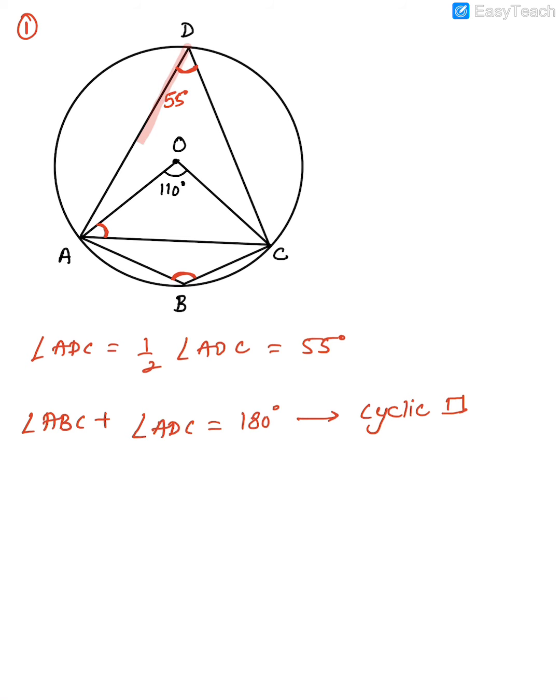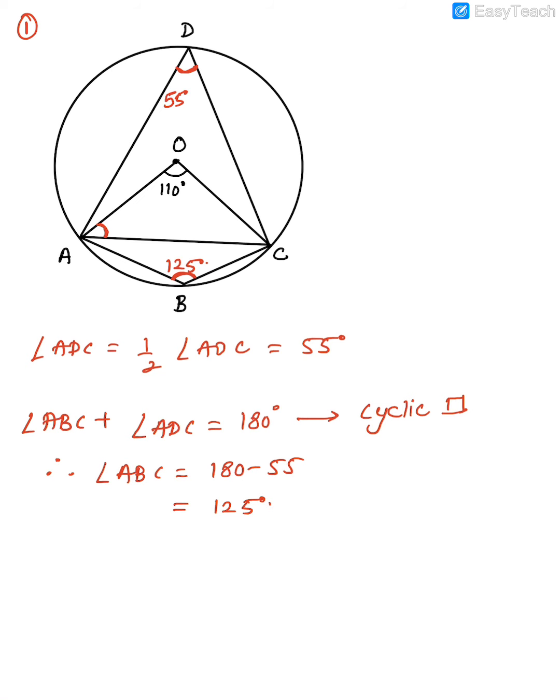See, notice over here, this quadrilateral ABCD is a cyclic quadrilateral, and that's why the opposite angles of a cyclic quadrilateral will be what? Supplementary. So what will be the other angle that you will get now? Therefore your angle ABC is equal to what? 180 minus 55, so that is equal to 125 degrees. So this angle is 125 degrees.